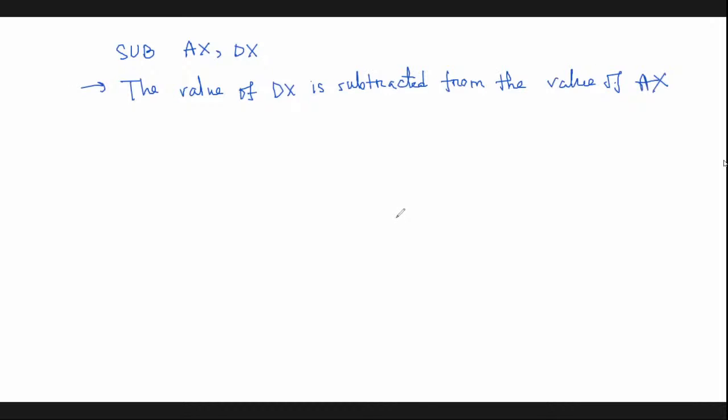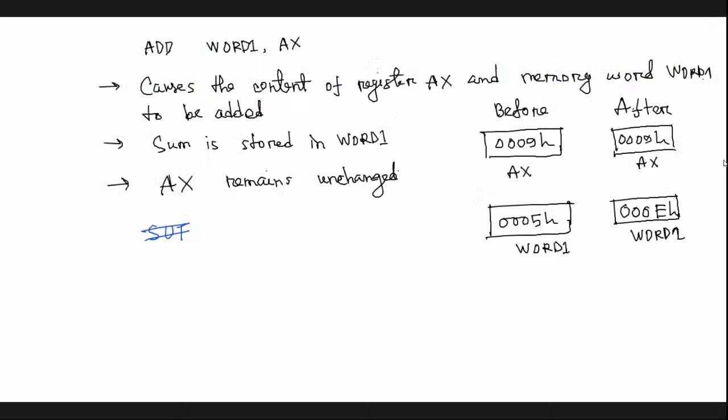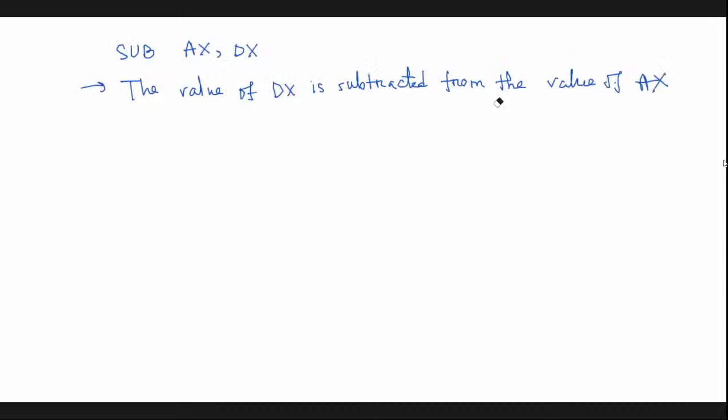Where will the difference be stored? The difference will be stored in x because x is the destination. But if dx is the destination, then the difference will be stored in dx. If I flip dx and x, the difference will be stored in dx. It is not fixed that the difference will always be stored in x.